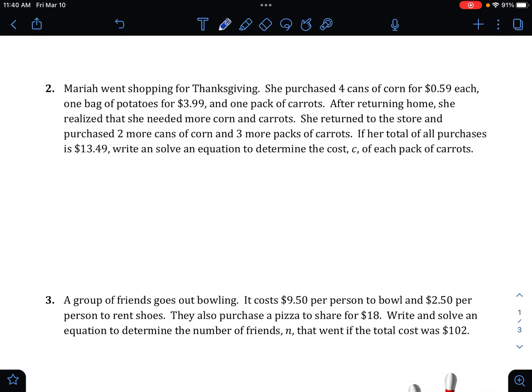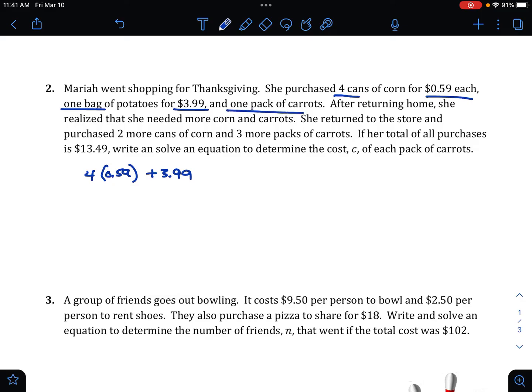For this one, there are quite a lot of numbers in the problem, so we're going to go step by step. 4 cans of corn for 59 cents each. Again, think about what operation that is if it's each. So 4 cans of corn at 59 cents each, and I'm going to write it in multiplication with parentheses. And then 1 bag of potatoes for $3.99. So no multiplying for that.